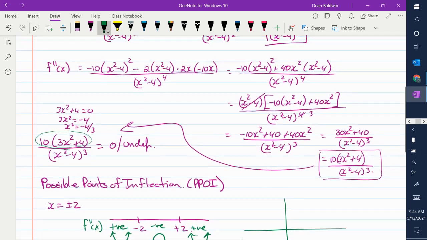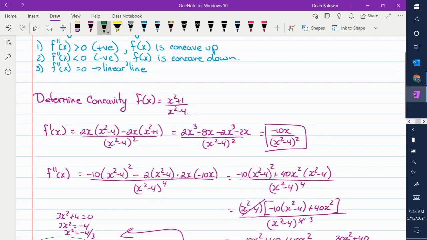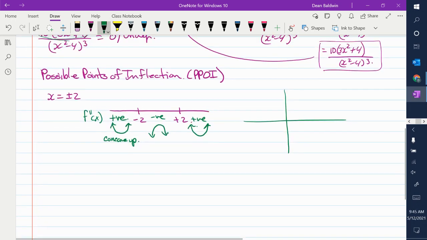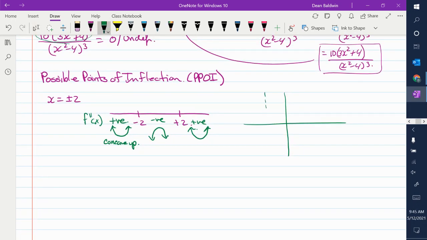And you can see from the original, we're going to talk about this. It's got asymptotes at ±2. So -2. So this is the graph.